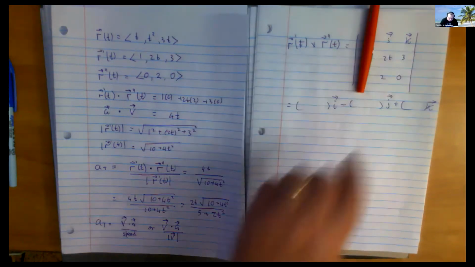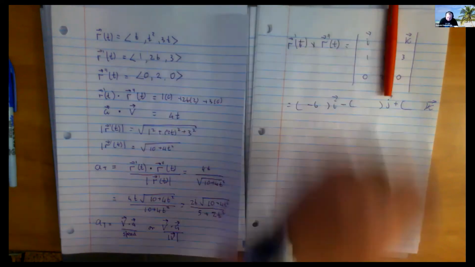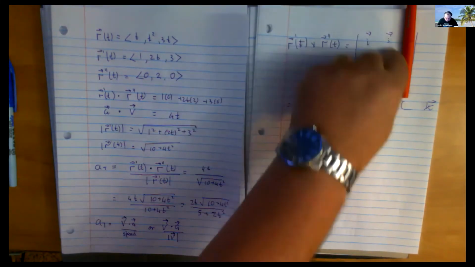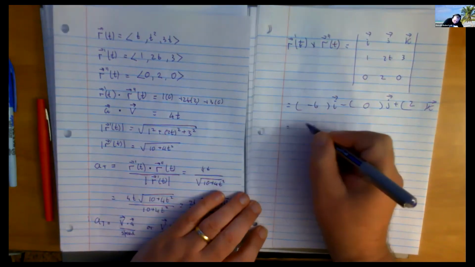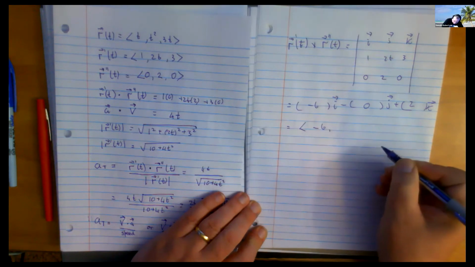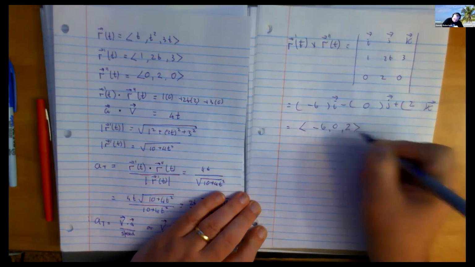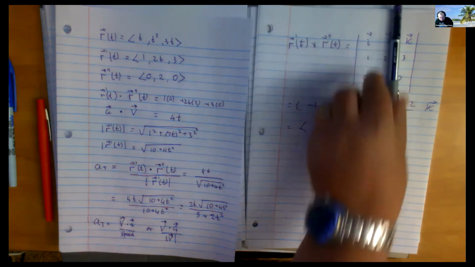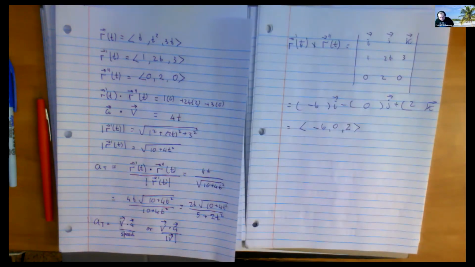Nothing take away 6. Nothing take away nothing. 2 take away nothing. So we get -6, 0, and 2. Let me check that. Yeah.